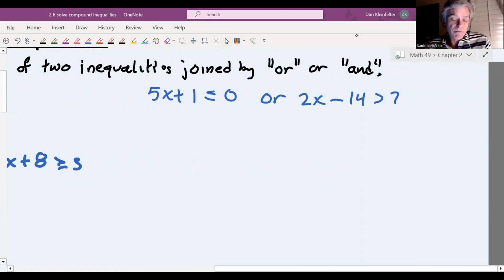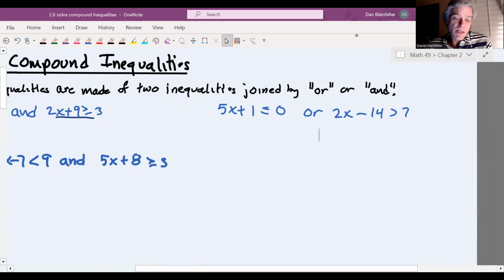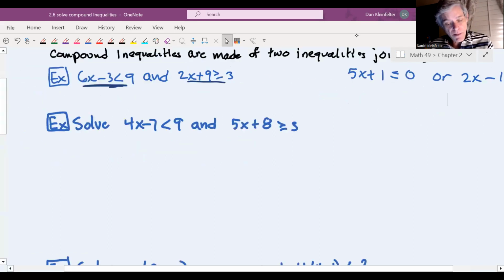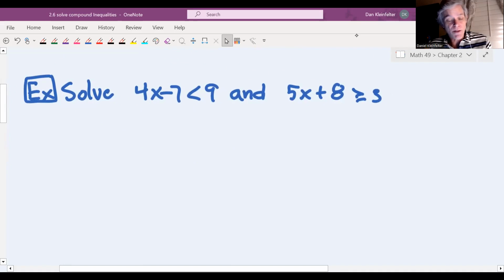For the other example, we have 5x plus 1 is less than or equal to 0, or 2x minus 14 is greater than 7. On this one, we would be seeking the x values that fit one or the other of the two inequalities, rather than the first one and the second one. Throughout this section, you want to make sure you're clear about the difference between or and and. We're going to start by solving some problems involving and first.